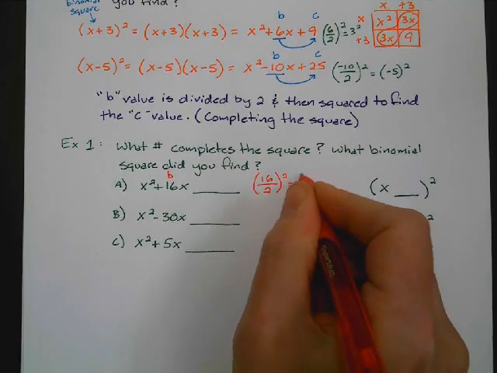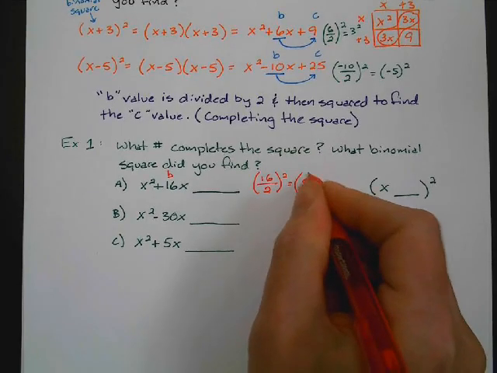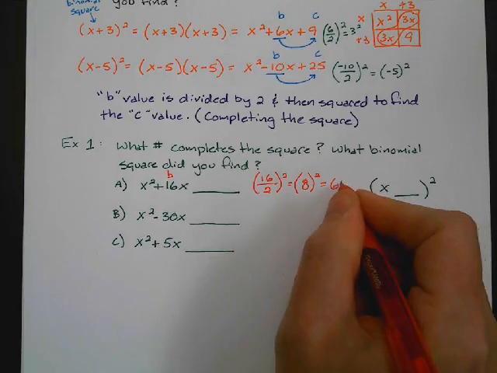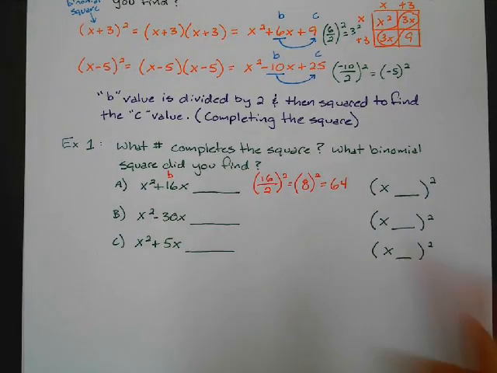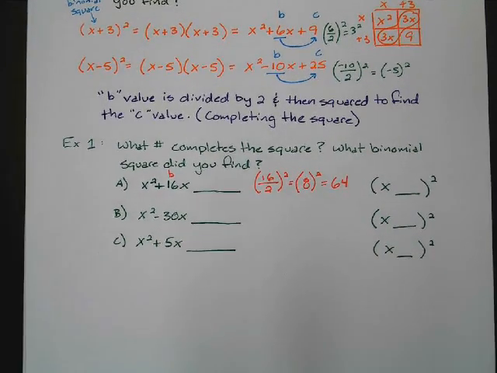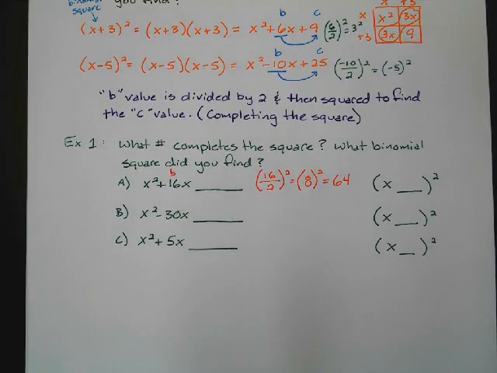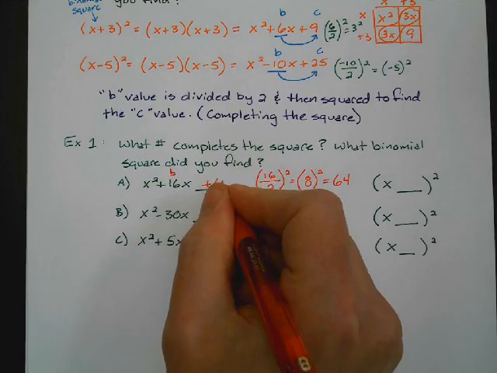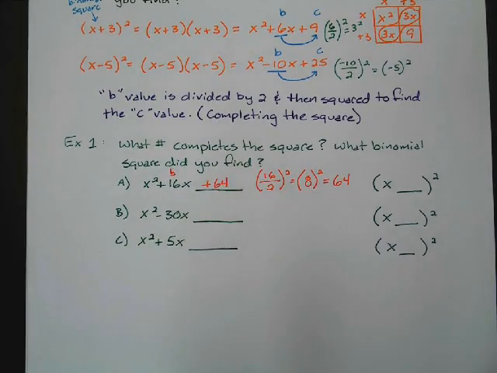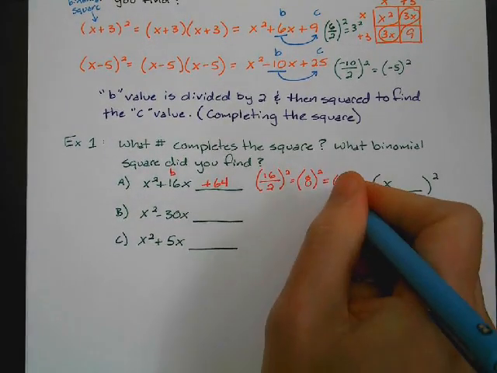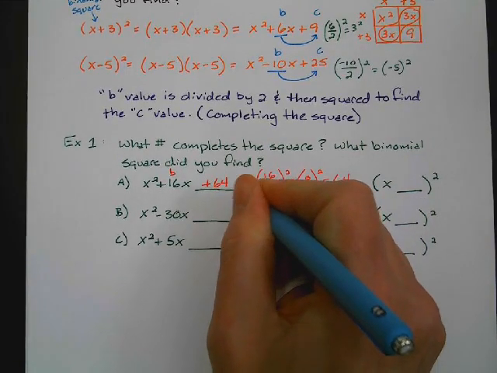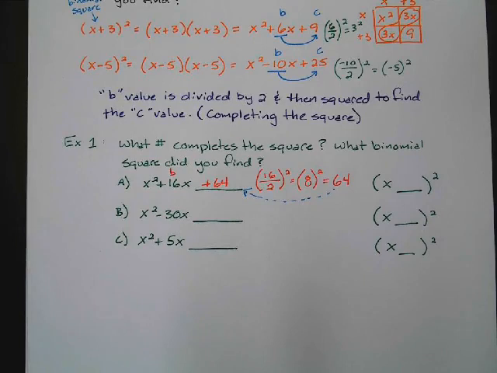So 16 divided by 2 is 8. And then 8 squared is 64. So the number that completes the square is going to be 64. And we have made a perfect binomial square. So this number here is the number that makes us into a trinomial square.